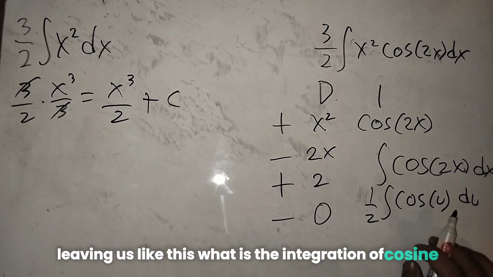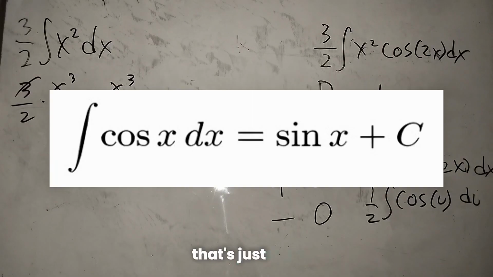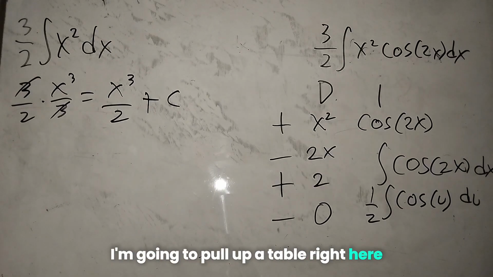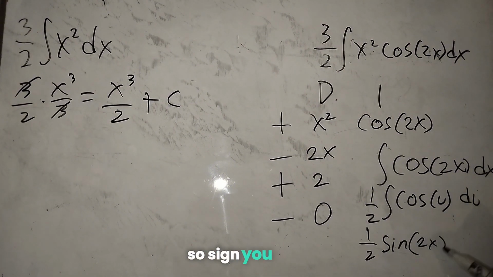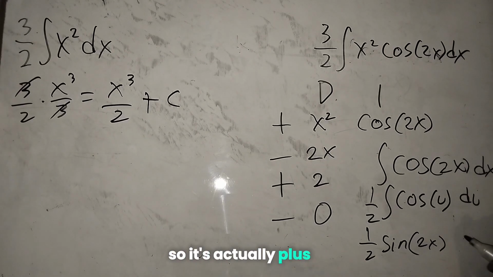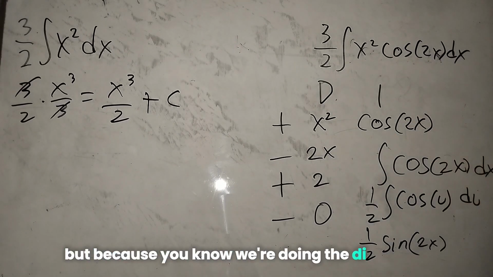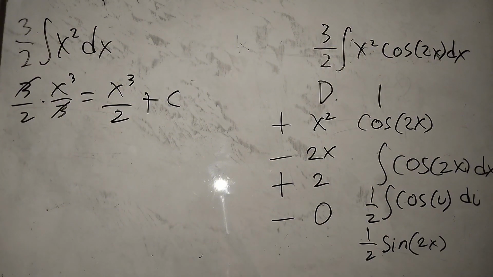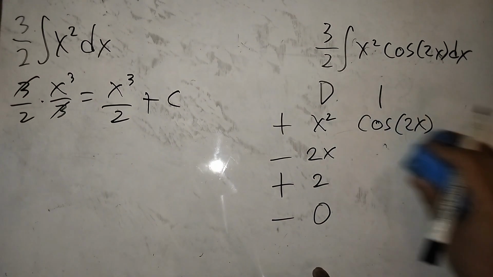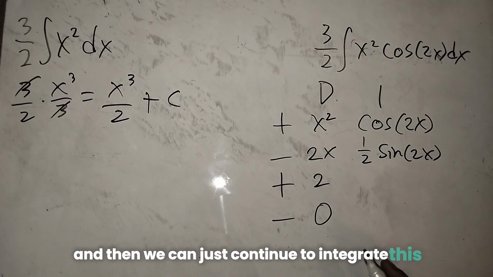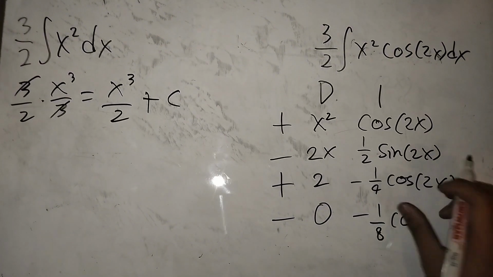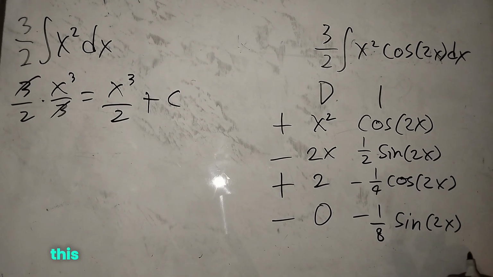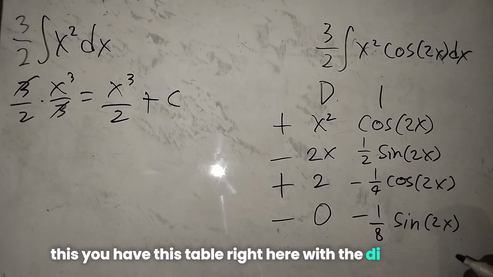What is the integration of cosine? Well, if you know anything about integration, that's just sine. I'm going to pull up a table right here. So that's just 1 over 2 sine u, right? What's the u? That's 2x, so sine 2x. It's actually plus c, but because we're doing the DI method, we'll do that in the last bit. I'm going to delete everything here, and then we can continue to integrate this using the same method. We have this table right here with the DI method.